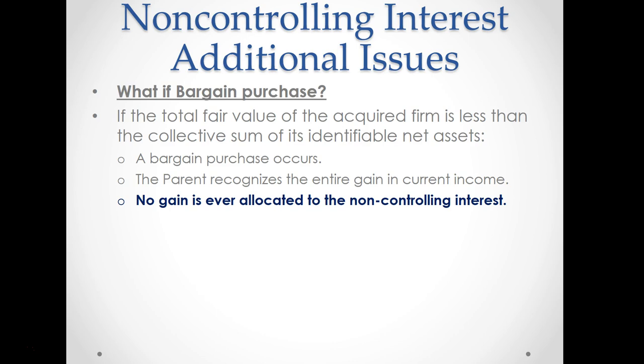Non-controlling additional issues. What if there is a bargain purchase? If the total fair value of the acquired firm is less than the collective sum of its identifiable net assets, a bargain purchase occurs. The parent recognizes the entire gain in current income. No gain is ever allocated to the non-controlling interest.